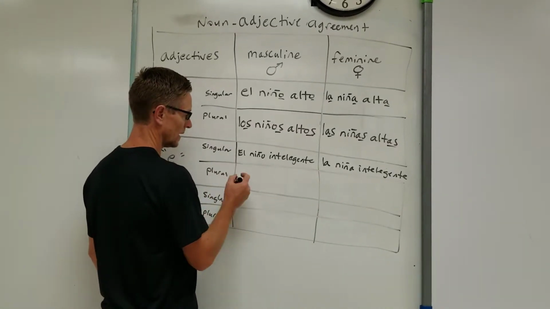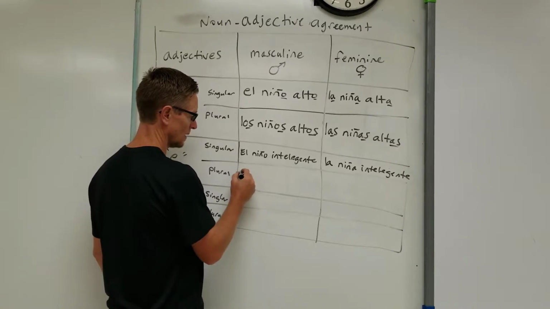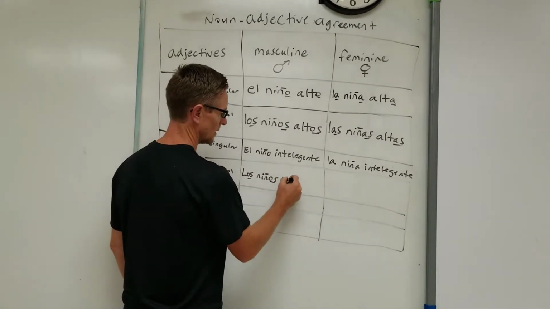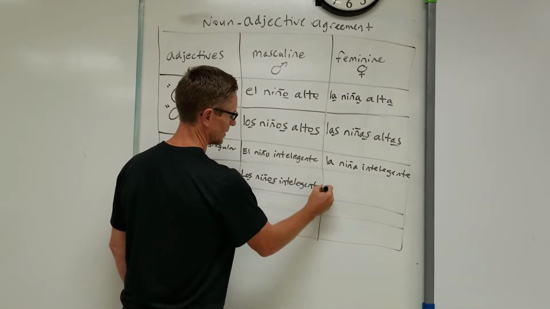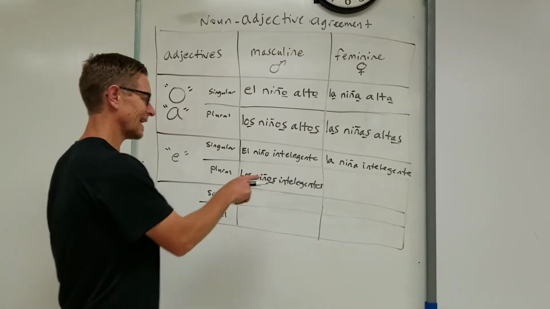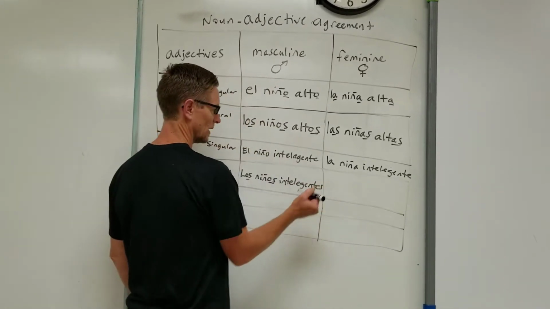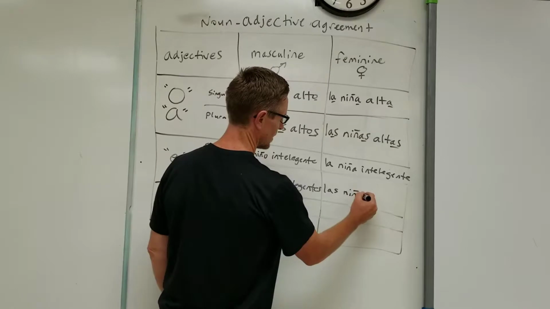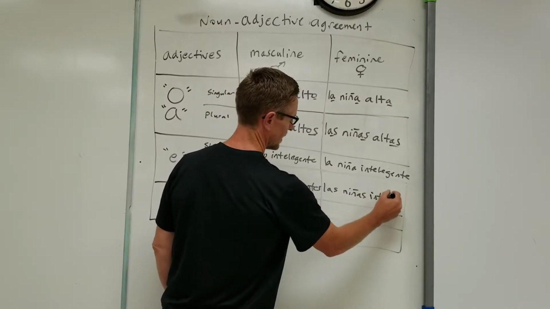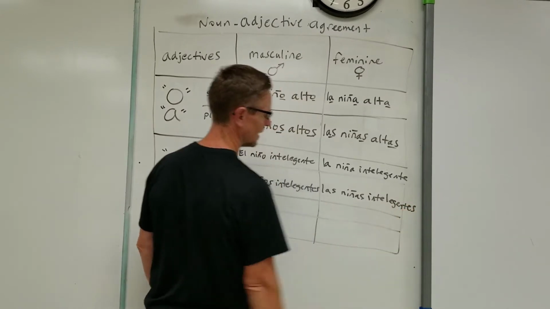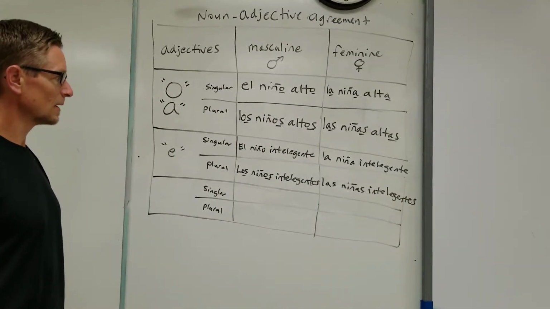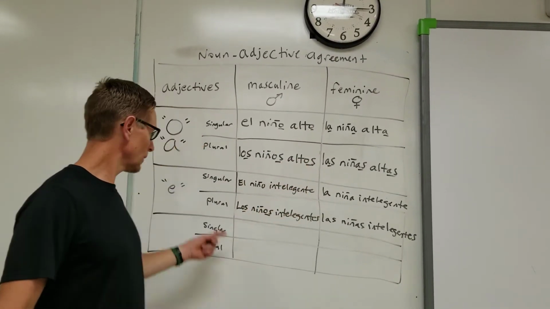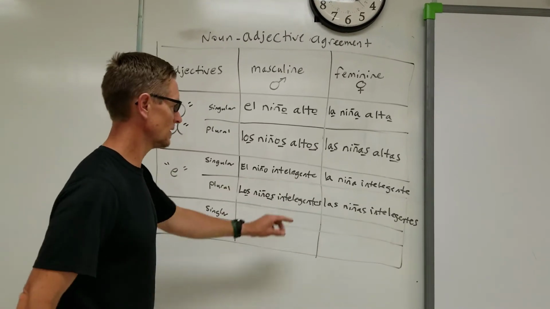Now, if you want to say the smart boys, it would be los niños inteligentes. Those two were rhyming, but inteligentes is going to just have an ES. That's an ES there. Notice that it's not an OS, this is an ES. So you do have to put the S there, so los niños inteligentes, but if you want to say the smart girls, it would be las niñas inteligentes with an ES on it. So most of the time you'll be doing this stuff. It'll all have to rhyme out. Niños, altos. But when the adjective ends in E, this is how it works.